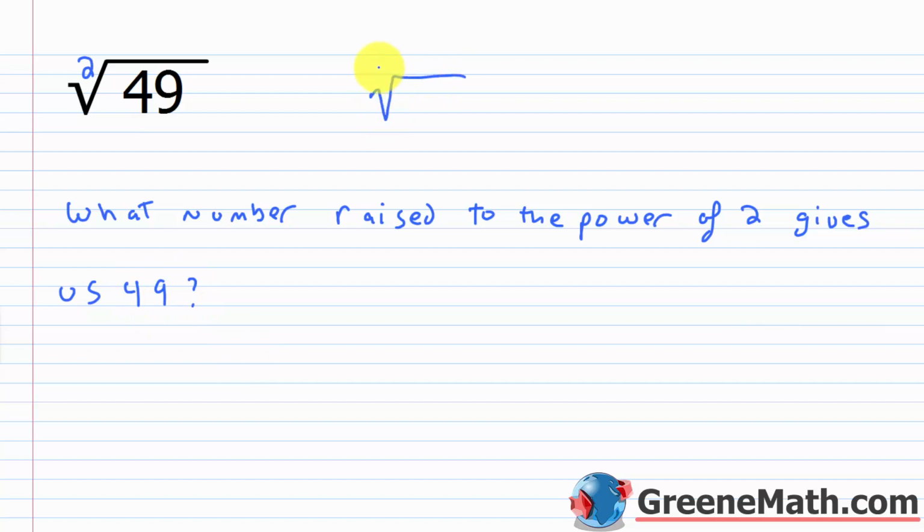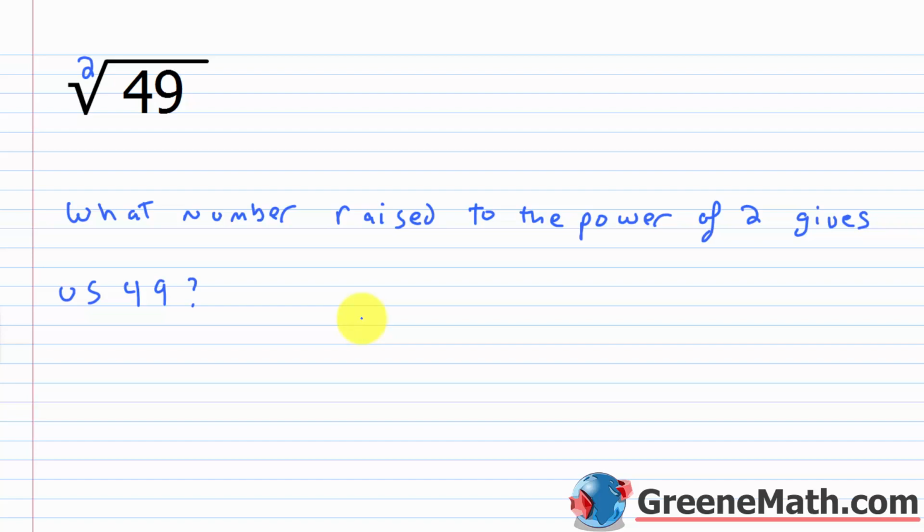If I had the cube root of 8 as another example, I would just say what number raised to the power of 3, because my index is a 3, gives us the radicand, 8. Okay? If I had the fourth root of, let's say, 625, it would be what number raised to the power of 4 gives us the radicand of 625, and so forth. So it's a very simple process to understand.